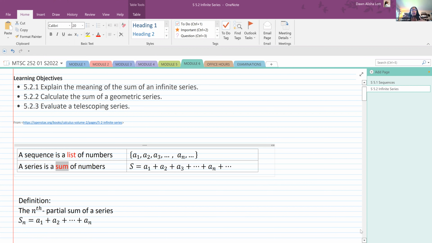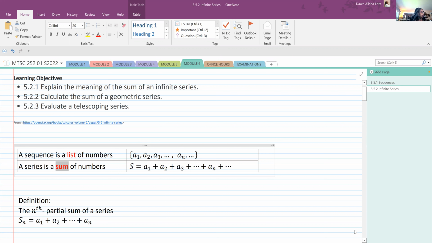We went through several different types of sequences. We even had a PowerPoint on different sequences and what they look like. We looked at limits of sequences in our last section. Evaluating the limit of a sequence is just looking at the nth term as it goes to infinity. What we want to talk about now is a series, and a series is when you are summing up the elements in a sequence.